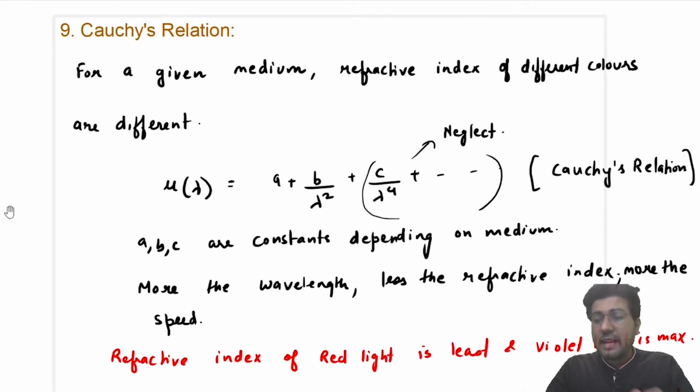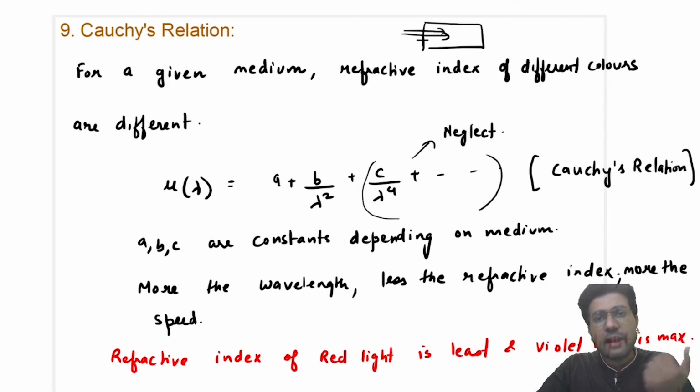Cauchy's relation. Till now we have discussed average refractive index. Now we will see how this refractive index varies with color, because I've told you that the speed of light for different colors in the same medium is different. That means when red light enters this medium, the speed is different from that of violet light. But till now we have taken the average speed, which is why we calculated the average refractive index.